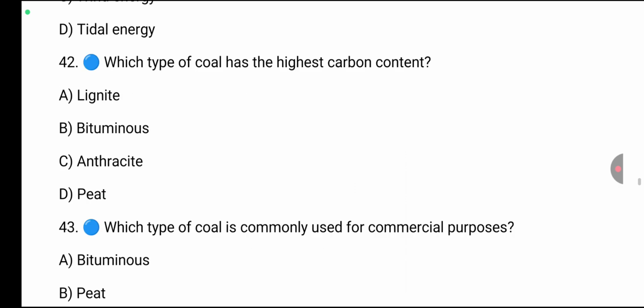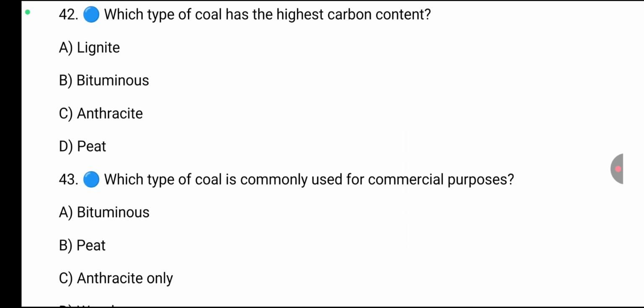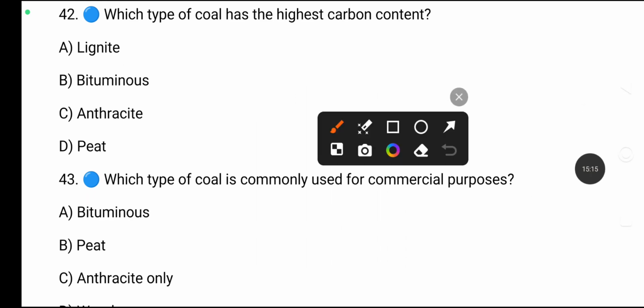Now moving on to question number 42. Which type of coal has the highest carbon content? Lignite, bituminous, anthracite and peat. That is anthracite.